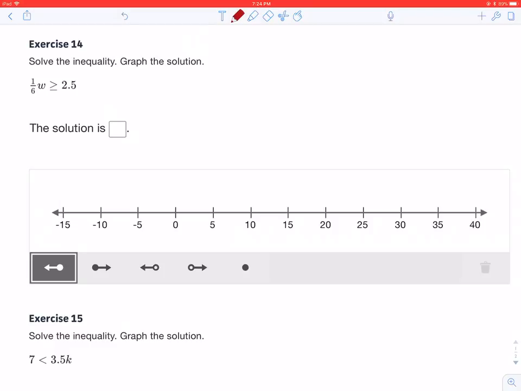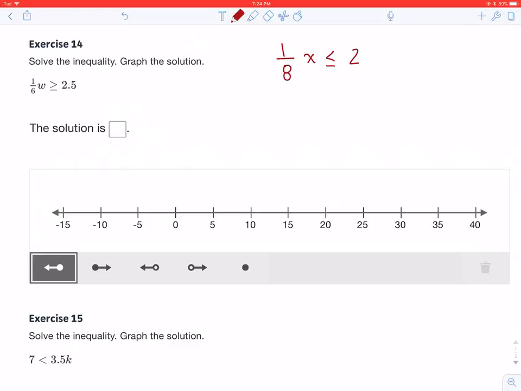Now, in this example, 1/6 times w is greater than or equal to 2.5. I'm going to make up my own example. I'll do 1/8 x is less than or equal to 2. And so in this example, we have a fraction being multiplied by a variable x.